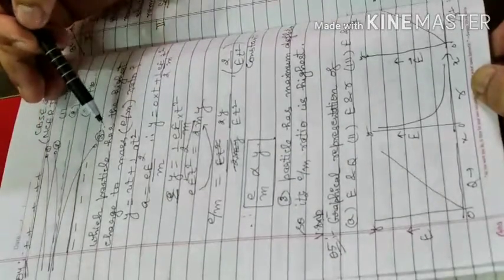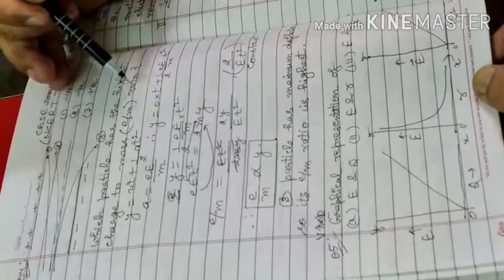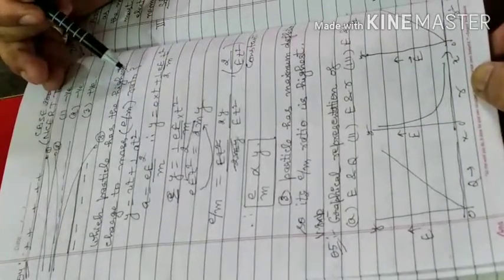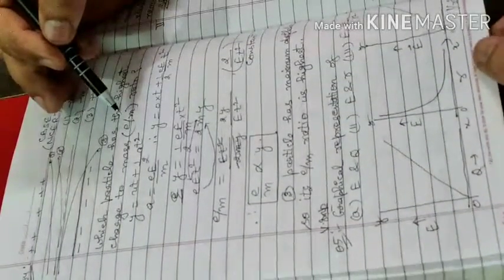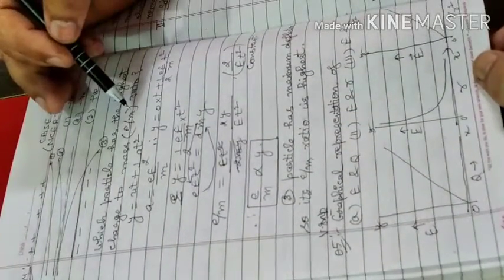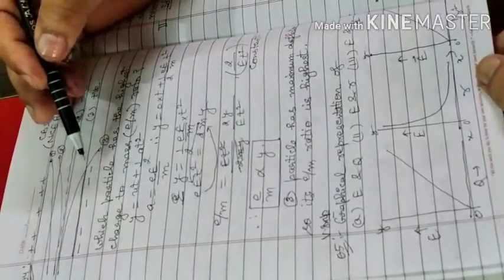Now which particle has the highest charge to mass, that is the e upon m ratio? We have to find out. For this, the one whose deflection is more will also have the higher charge to mass ratio. Now let us try to prove this.